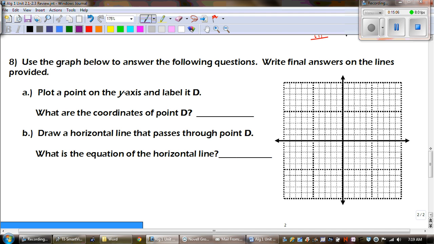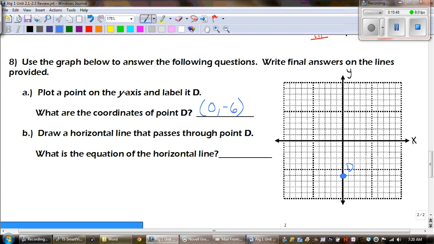All right, number 8 says use the graph below to answer the following questions. Write the final answers on the line provided. So plot a point on the y-axis. Remember, x is horizontal and the y-axis is vertical. So plot a point on the y-axis and label it D. There we go. So now I'm labeling it D. What are the coordinates? Well, I didn't go left or right, so that means my x value is 0, and then I went down -6.